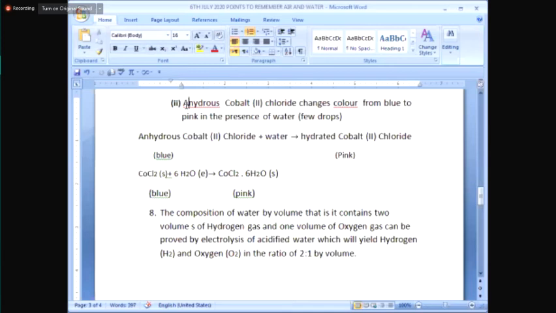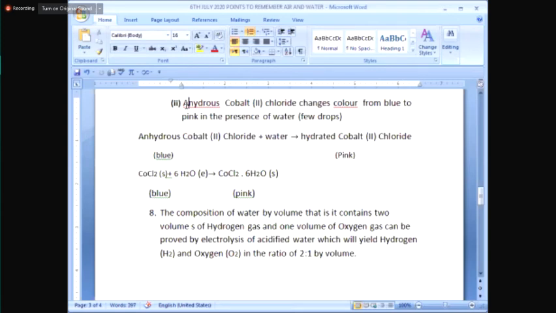By volume, water contains 2 volumes of hydrogen gas and 1 volume of oxygen gas. This can be proved by electrolysis of acidified water, using dilute H2SO4. If you remember electrolysis and go through the half equations, please do that at home. You'll see that it will yield hydrogen and oxygen in the ratio of 2:1 by volume.